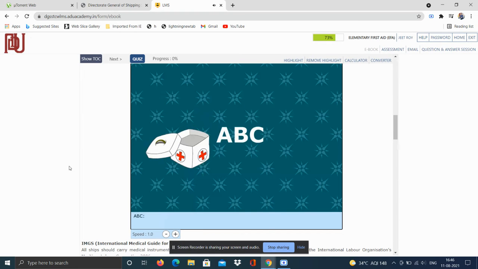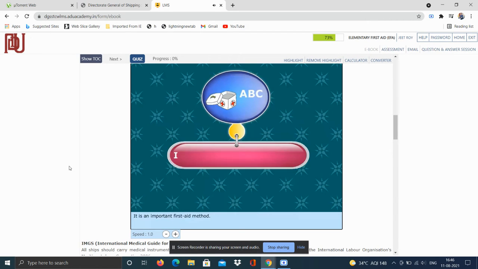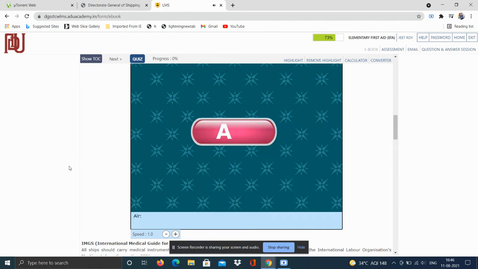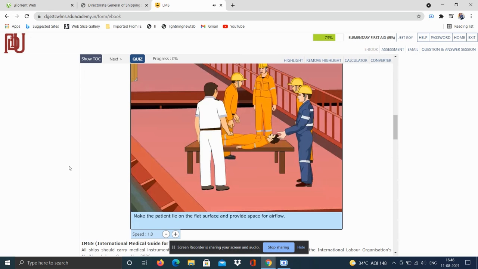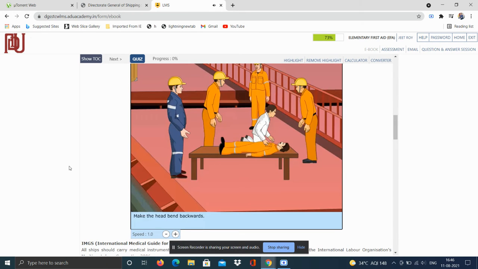ABC. Air, breathing, and circulation is the abbreviation of ABC. It is an important first aid method. Air. Make the patient lie on the flat surface and provide space for airflow. Make the head bend backwards.